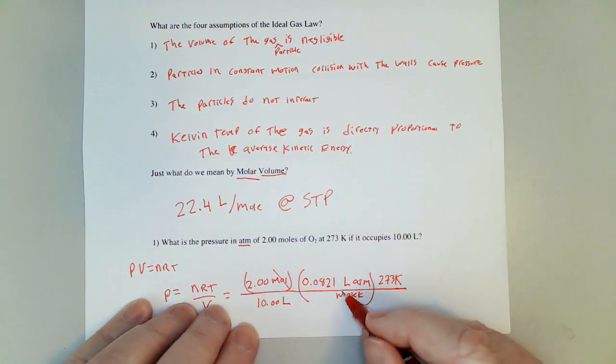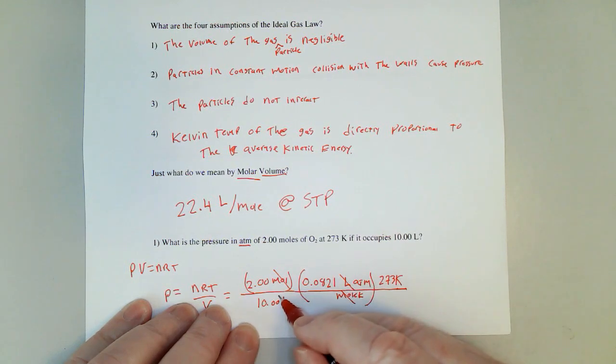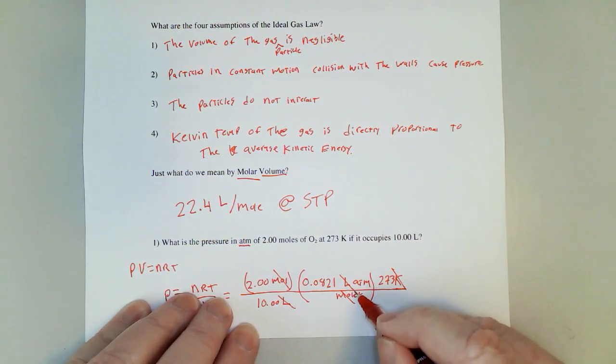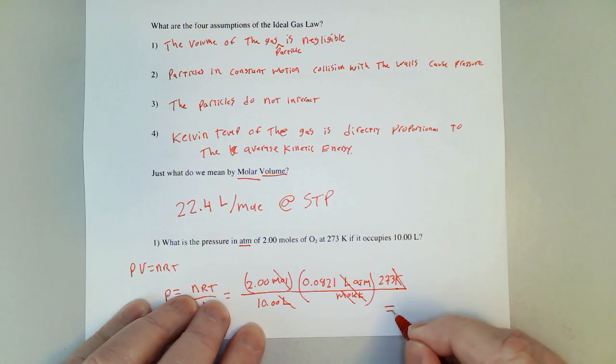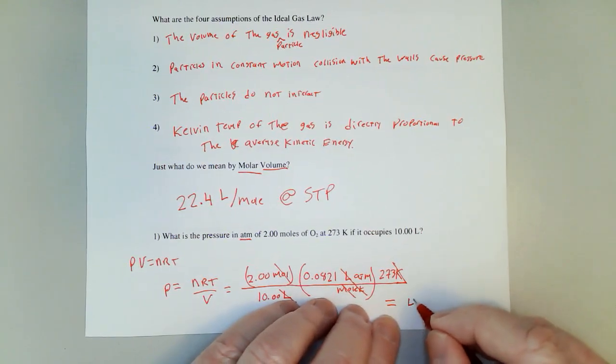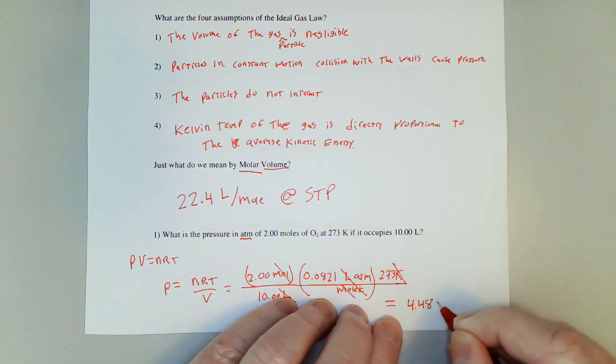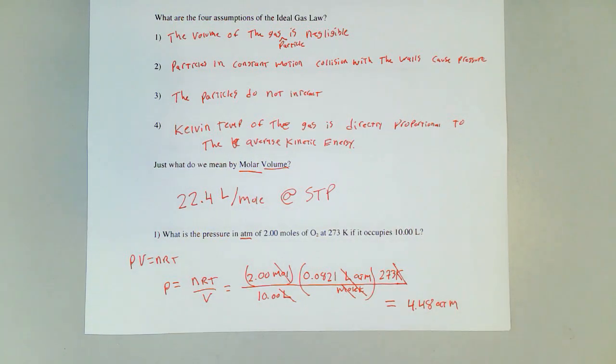Now, R helps us to get these units to cancel out nicely. And I'm left in atmospheres, and this equals 4.48 atmospheres. There we go.